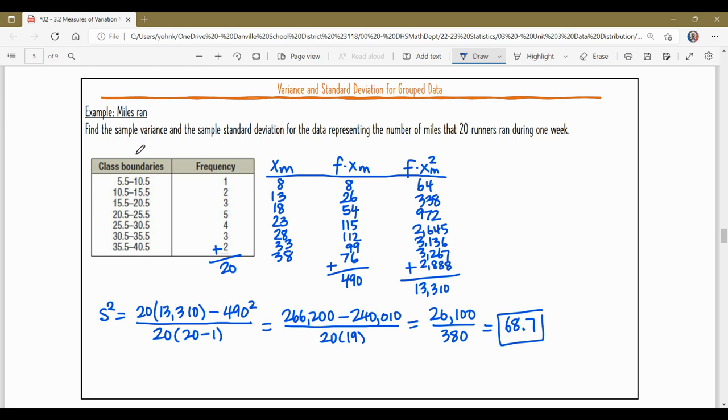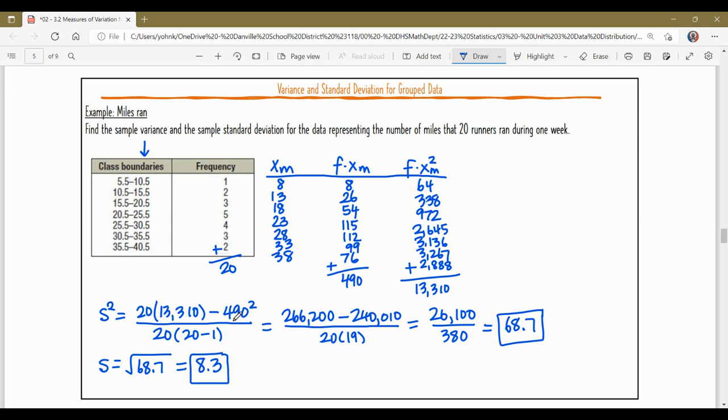Remember, the data has no decimals. That's why the boundaries have 1. So therefore, my mean or my standard deviation and variance will have 1. If I square root 68.7, I get 8.3. So on average, my values are 8.3 standard deviations away from the mean. Or no, 8.3 away from the mean.